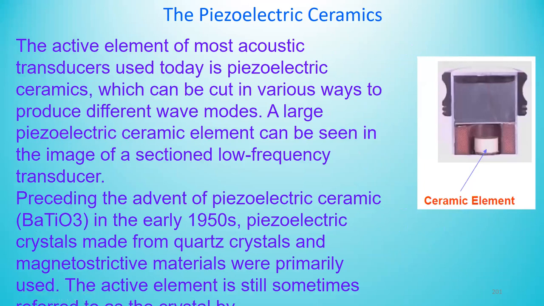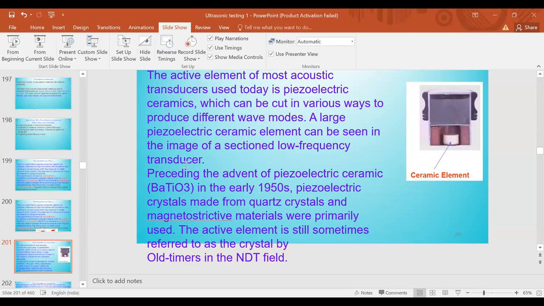The active element of most acoustic transducers used today is piezoelectric ceramic, which can be cut in various ways to produce different wave modes. A large piezoelectric ceramic element can be seen in the image of a sectioned low frequency transducer. Preceding the advent of piezoelectric ceramic BaTiO3 in the early 1950s, piezoelectric crystals made from quartz and magnetostrictive materials were primarily used. The active element is sometimes referred to as the crystal by old timers in the NDT field.